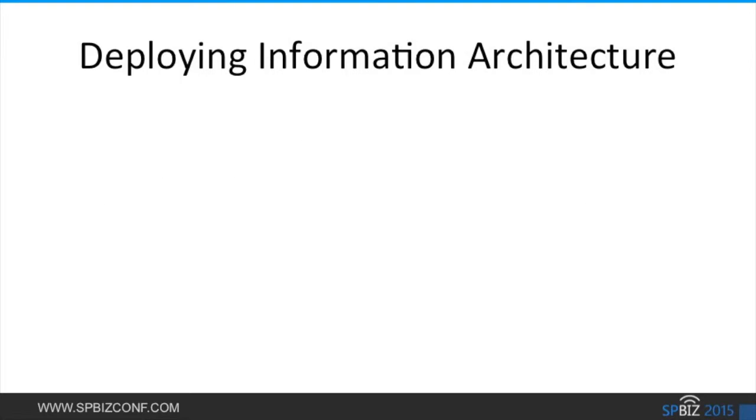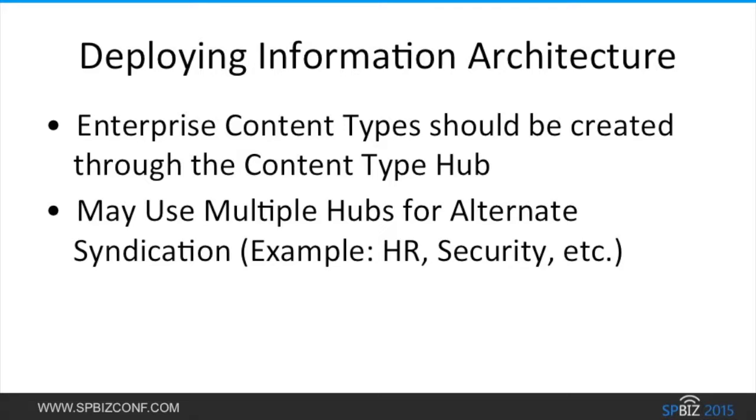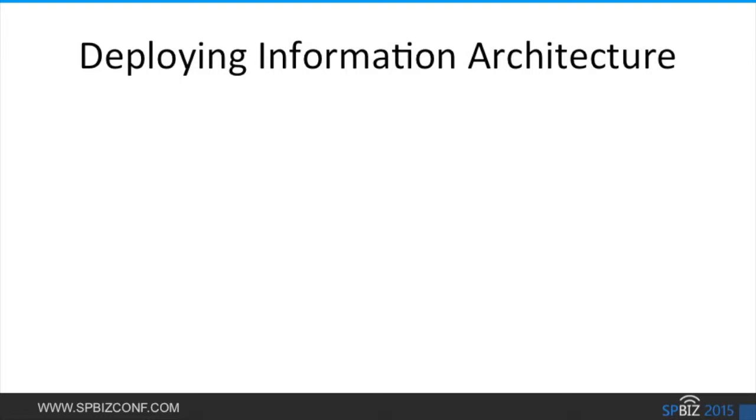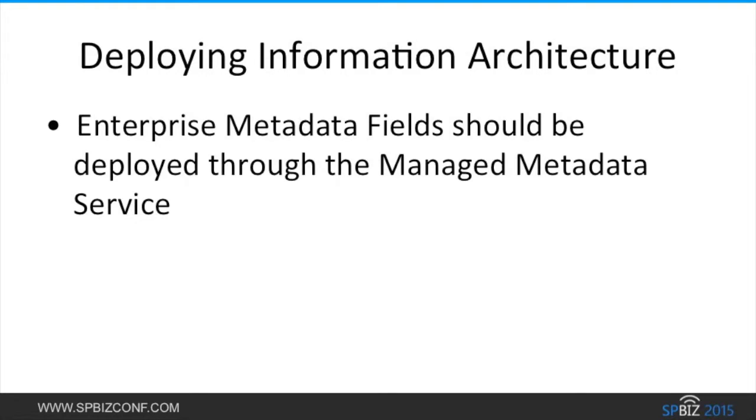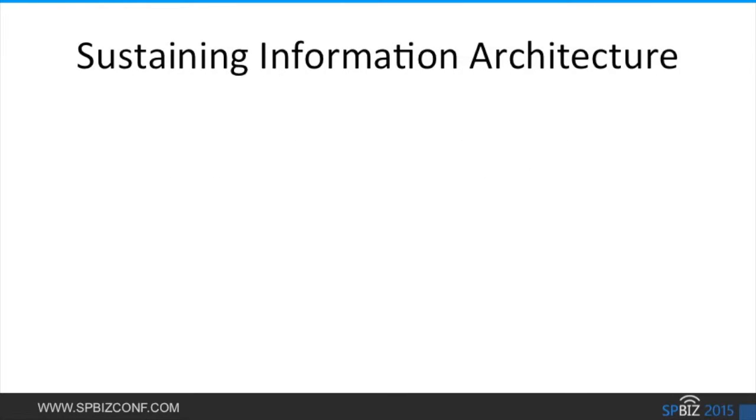For deploying our content type plan, our enterprise content type should be created through the content type hub, and we may choose to utilize multiple hubs. Generally, this is for the purposes of alternate syndication, to more secure site collections or sites. Now for deploying our metadata plan. Our enterprise metadata field should be deployed using the managed metadata service. For our term sets and terms, we should deploy those using the term store, which is a piece of the managed metadata service.